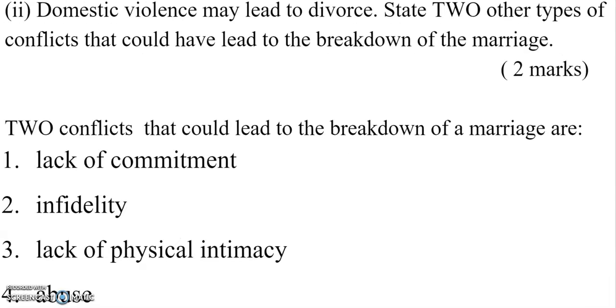Question 2. Domestic violence may lead to divorce. State 2 other types of conflicts that could have led to the breakdown of the marriage. 2 marks. 2 conflicts that could have led to the breakdown of a marriage are 1. Lack of commitment, 2. Infidelity, 3. Lack of physical intimacy, 4. Abuse. And these are just 4 reasons, right? There are many others that you could write.